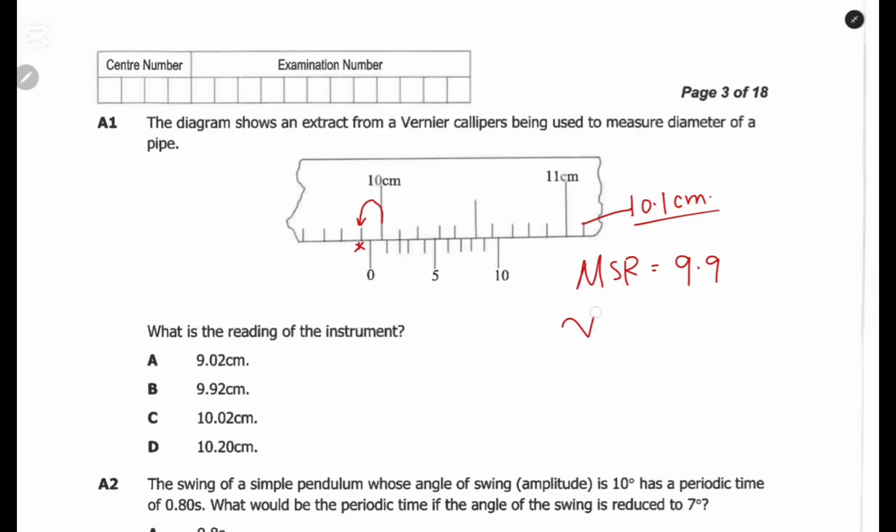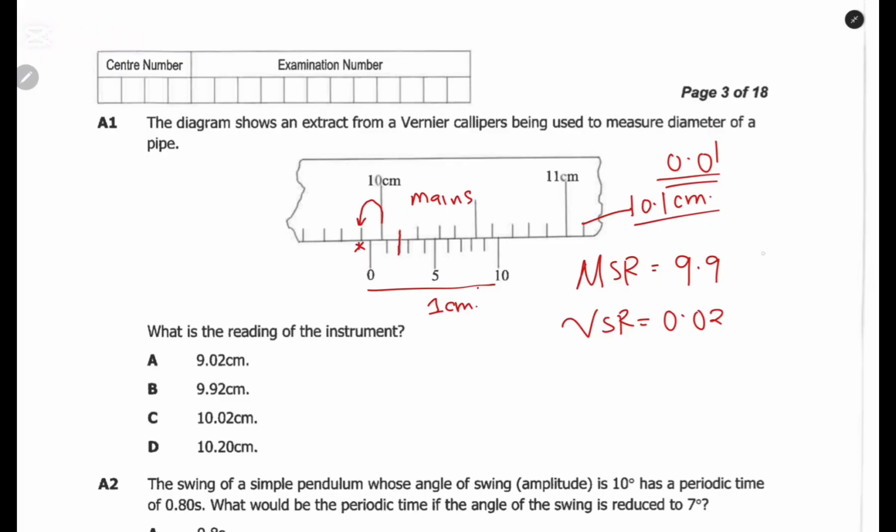So 9.9. Then the vernier scale reading: how do we find it? For the vernier scale, you look at where the main scale and the vernier scale are coinciding. This is the line that is continuous from the main scale to the vernier scale, so that is where you pick the reading. On the vernier scale, counting 0, 1, 2, so that is a 2. You multiply it by 0.01, which is the accuracy of the instrument, the least count. So 2 multiplied by 0.01 gives 0.02.